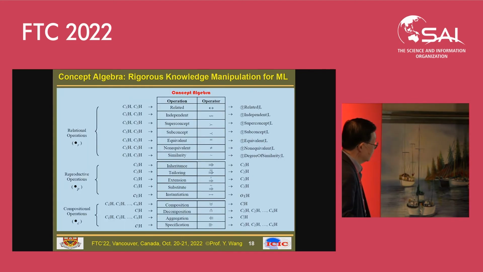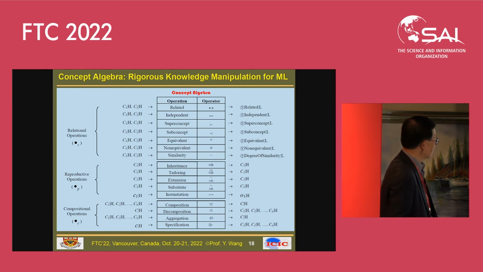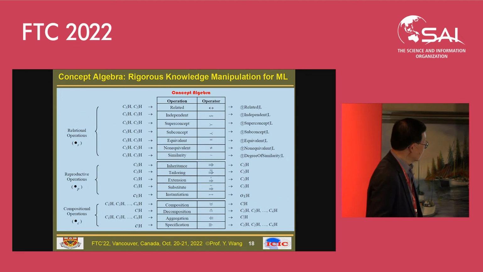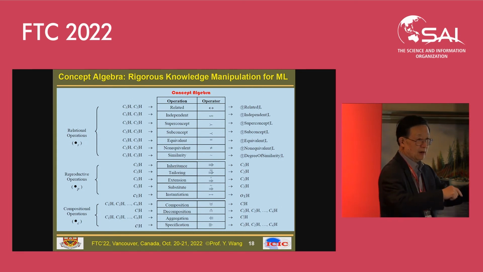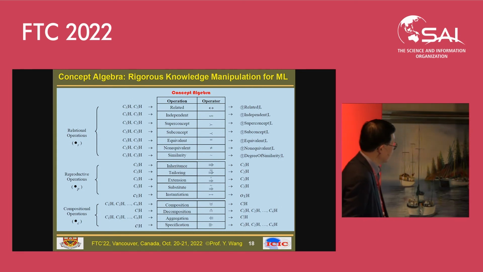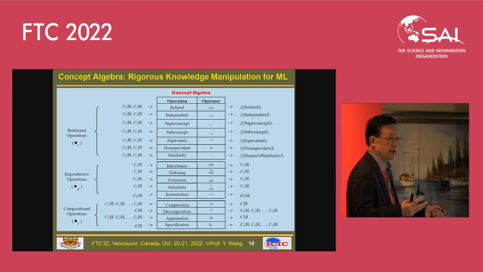Based on that, we can manipulate these understandings in a mathematical structure called concept algebra. Concept algebra provides a set of relational operations, reproductive or genetic operations, and composition operations to build higher level knowledge in a hierarchy. There are only dozens of operators, just like arithmetic, where we only have 4 basic operations.